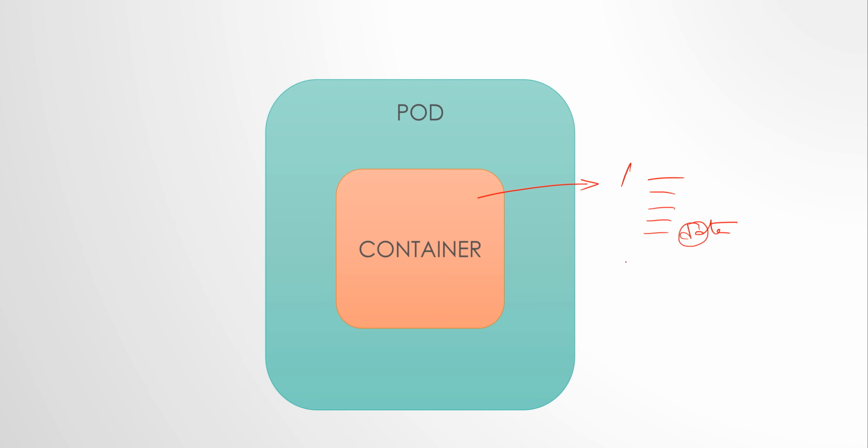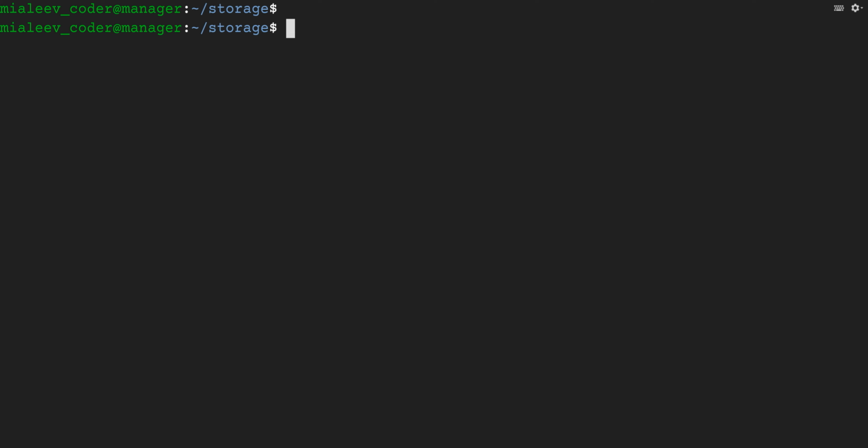And if there are any issues with the pod, it will try to restart the container. And once the container is restarted, all the data inside the container is lost. To avoid this kind of data loss, we use volumes in Kubernetes. Let's create a simple pod and see how data is stored inside a container and what happens if we don't use the volumes.